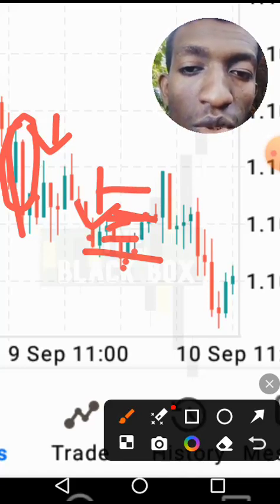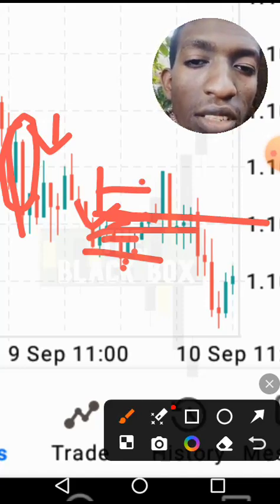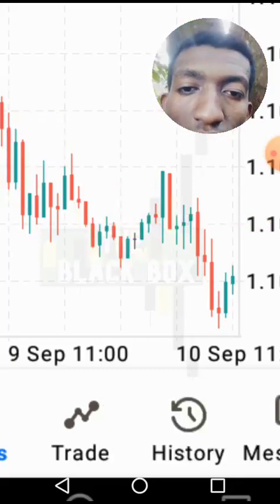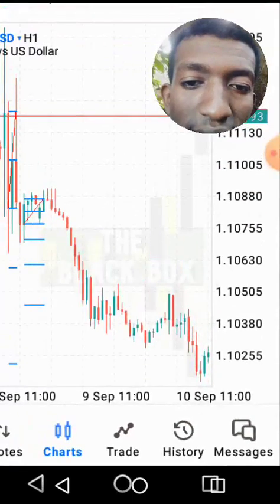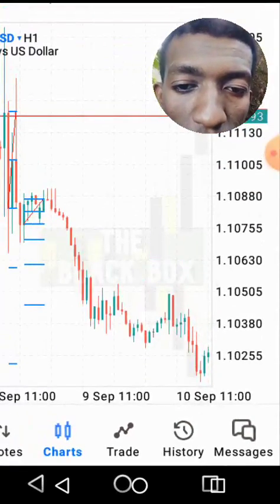At TP2 you take partials, and that is where the price may reverse direction. If you want, you can trail your stop to your entry after hitting TP2, but the price might continue moving up, so I don't recommend it. As you can see, what happened here. I made money.